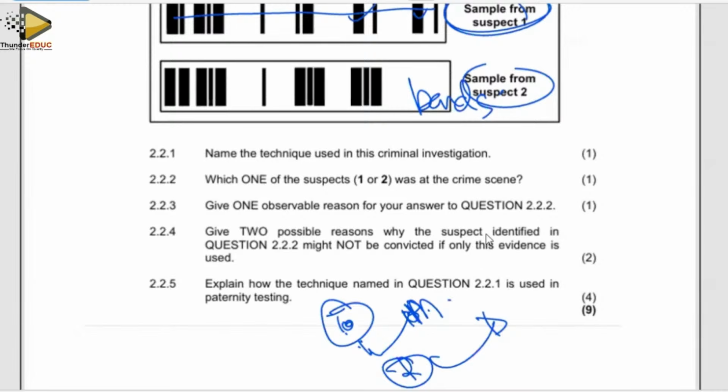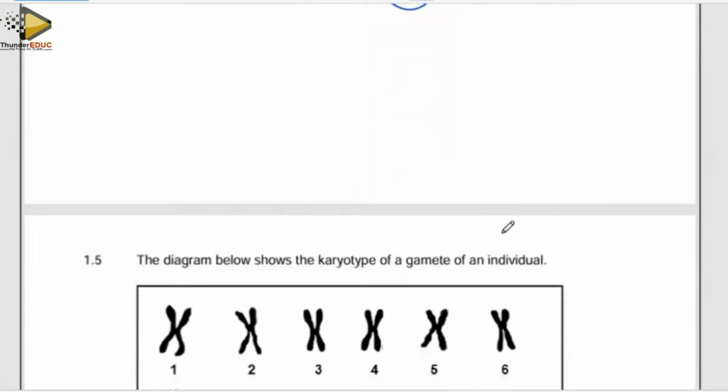So, number one, the DNA profile of the mother and the child. Number two, match all the DNA profile of the child with the mother. Once that's done, the remaining profile must match with that of the father. If they match with that suspected father, then automatically that is the father. If it does not match, then it means that that is not the father.